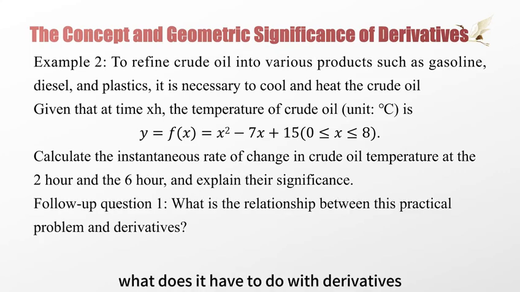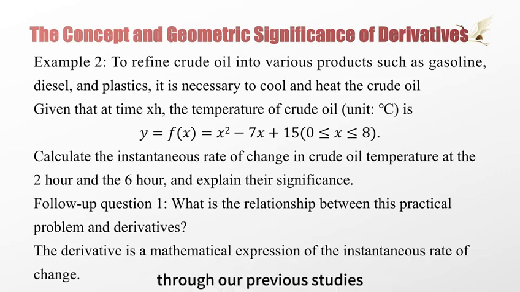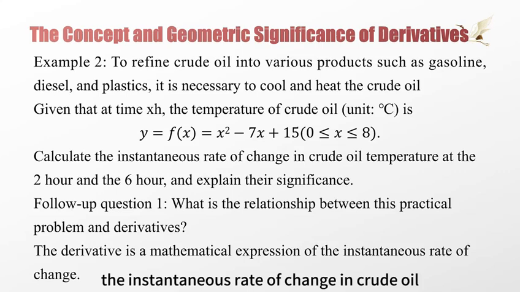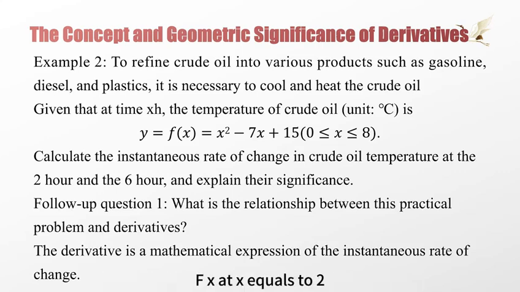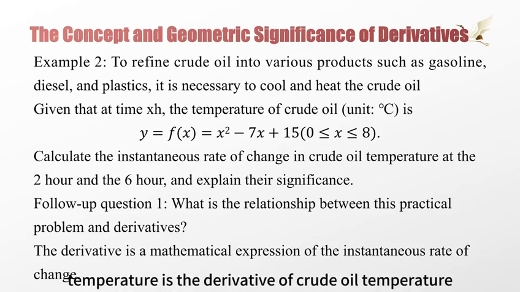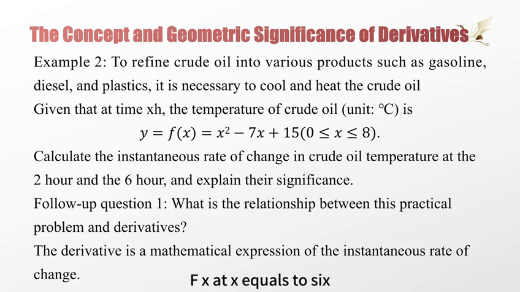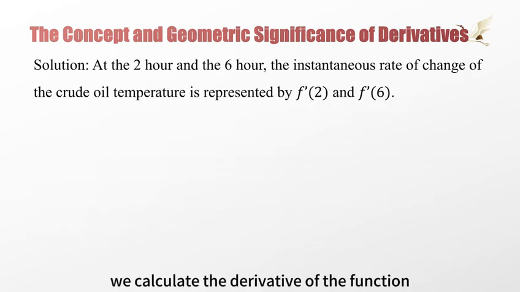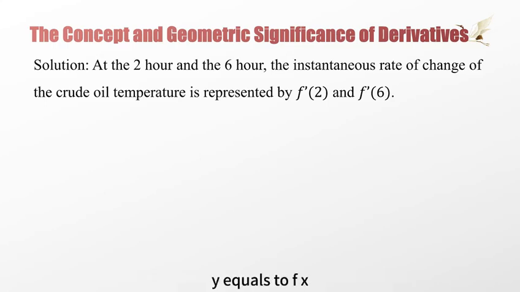What does it have to do with derivatives? Through our previous studies, we all know that derivatives are mathematical expressions of instantaneous rates of change. Therefore, at the 2nd hour, the instantaneous rate of change in crude oil temperature is the derivative of the crude oil temperature f(x) at x equals 2. At the 6th hour, the instantaneous rate of change in crude oil temperature is the derivative of f(x) at x equals 6. We calculate the derivative of the function y equals f(x) at x equals 2 based on the definition of derivatives and the steps we summarized earlier.